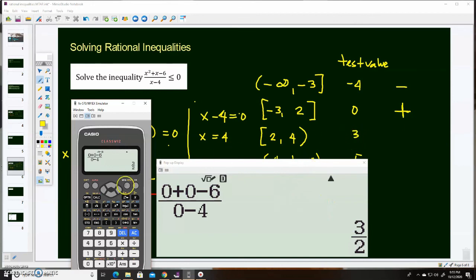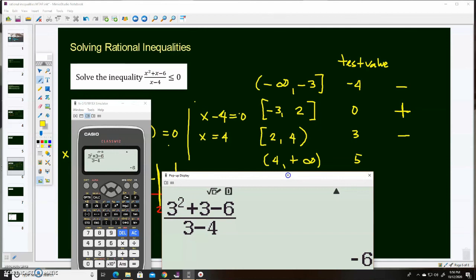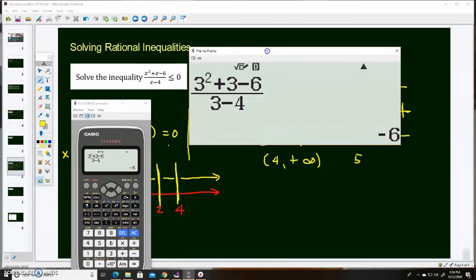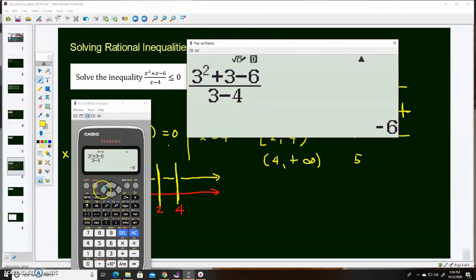Now we use 3 as our next test value. We substitute it into x. So we have 3 squared, that's x squared, substituting 3 in place of x, then plus 3 minus 6. The denominator would be 3 minus 4. So we get negative 6, so this would be a negative. And then lastly, for 4 to positive infinity, our chosen test value is 5. So let's just replace the 3 with 5. Again, we can do this manually, guys, but to make things easier, I'm using a calculator, and you should too. Now we get a positive 24, therefore a positive.